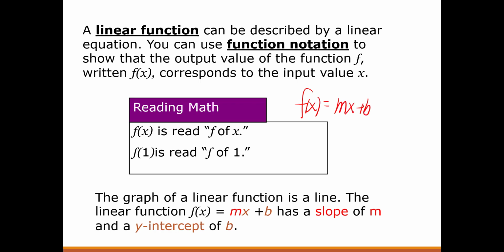A function is a one-to-one relationship. f of x is read as f of x, and f of 1 is read as f of 1. The graph of a linear function is a straight line. The linear function f of x equals mx plus b has slope m and y-intercept b. Those two are the most important elements in the function notation.